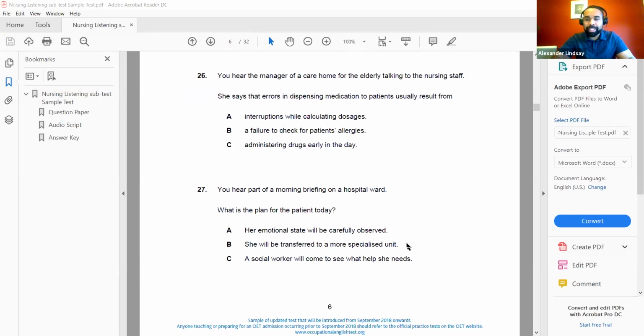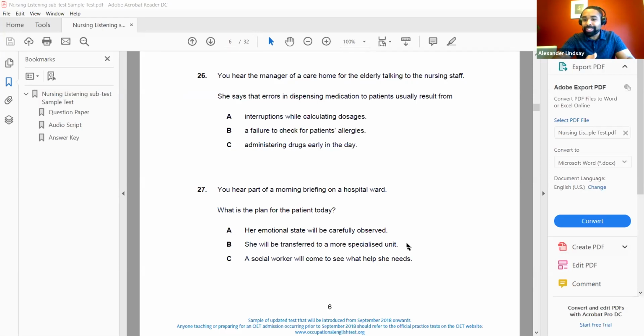So listen out for contradictory linking phrases, such as however, but, nevertheless, things like this, which will be used to contradict information which you've heard previously, which has made you think, oh yes, this is the correct answer, because that's a classic way of providing a distractor. Also, listening out for tone can be important as well.